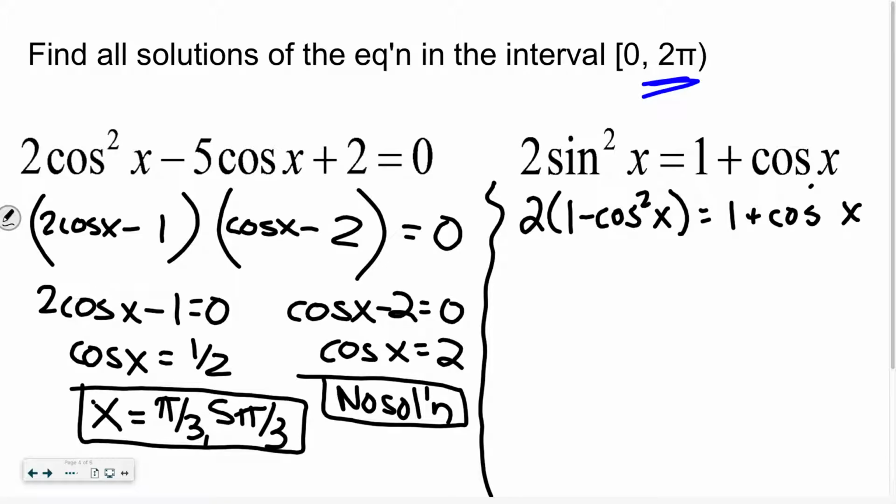Now, remember that the 2 is getting multiplied by sine squared, so that 2 actually distributes now to the 1 and the minus cosine squared, so that's going to be 2 minus 2 cosine squared x equals 1 plus cosine x.